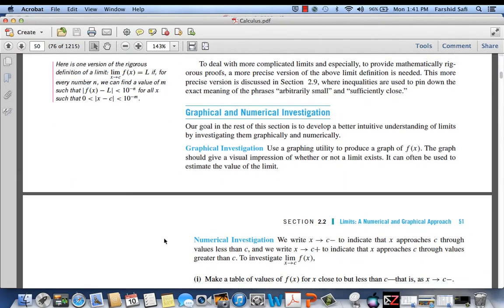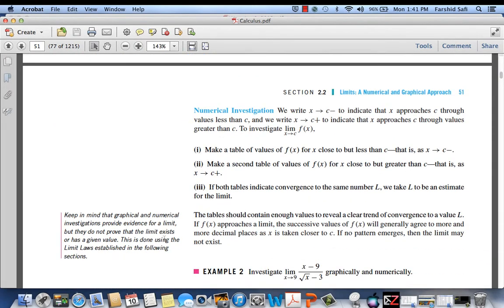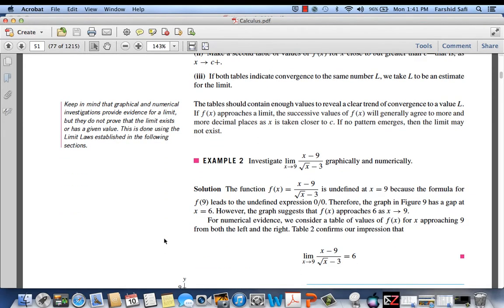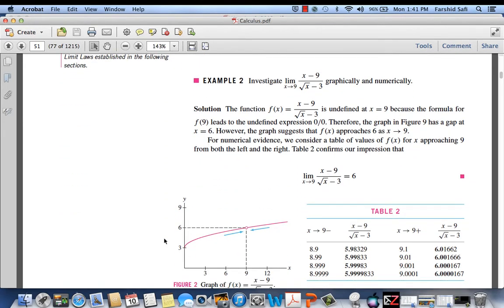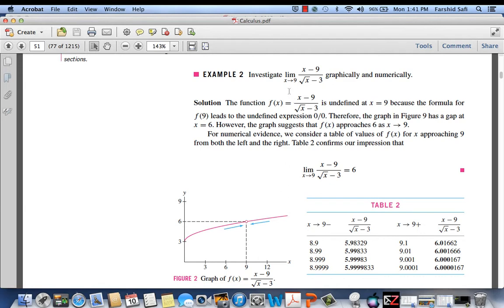But to continue with the graphical and numerical investigation, let's take a look at another couple of examples. Now, example 2 looks kind of complicated: the limit as x approaches 9 of x minus 9 over the square root of x minus 3. That's not a graph that we would know what it looks like right off the top of our head.